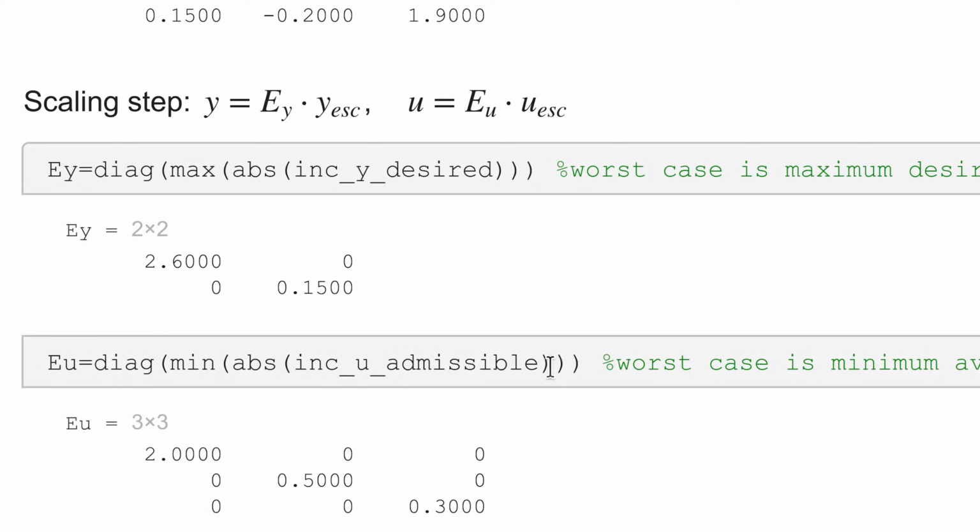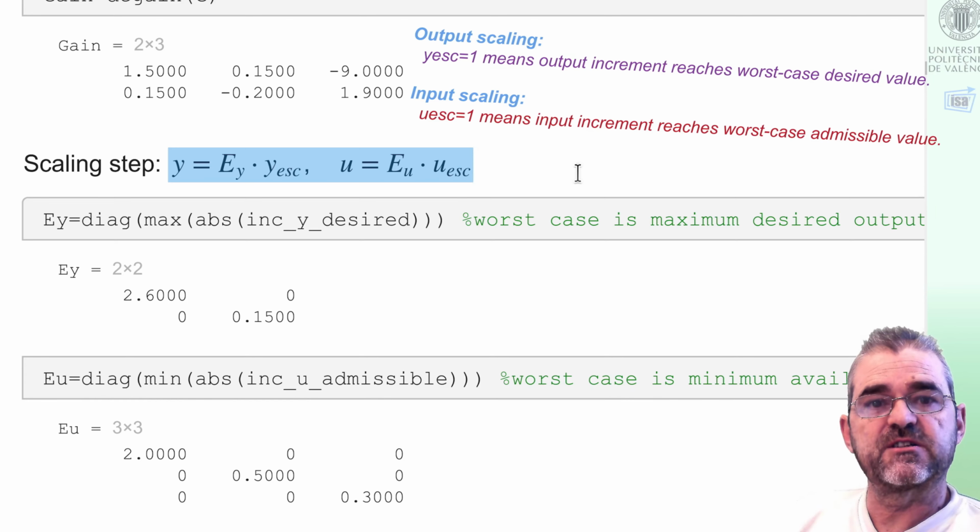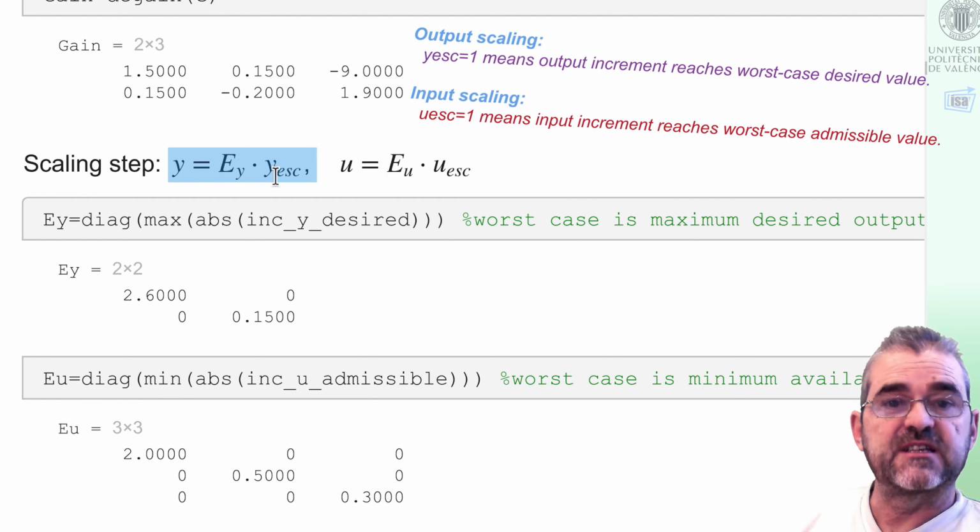The first step is the so-called input and output scaling. In which sense? Well, we will consider a change of variable so that when scaled input and output variables take the value 1, then the increments of inputs and outputs take values at the top of their prescribed ranges. So let us first discuss the output scaling.